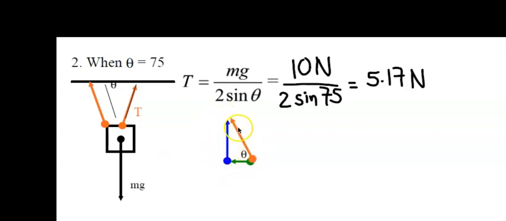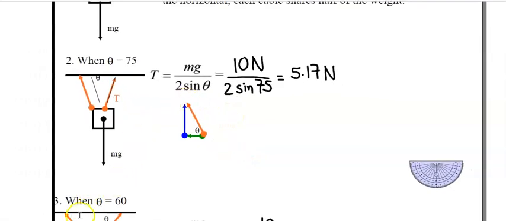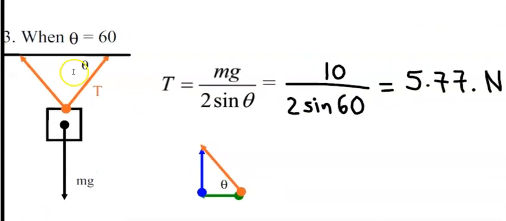So you have to pull a little harder along the angle of tension. Let's reduce the angle to 60 degrees. Here we can see when the angle is 60 degrees, T is mg over 2 sine 60 equals 5.77. So we have to pull even harder along the orange vector because the lower angle reduces the amount of blue vertical force. But it has to be equal and opposite to the weight in order to hold it up.